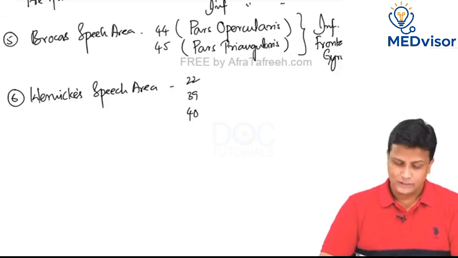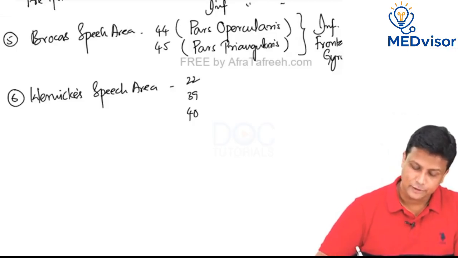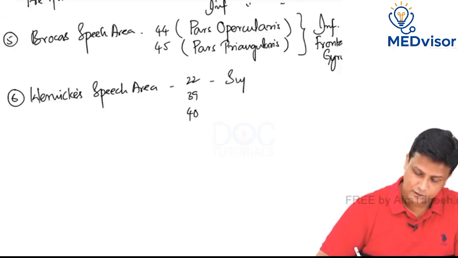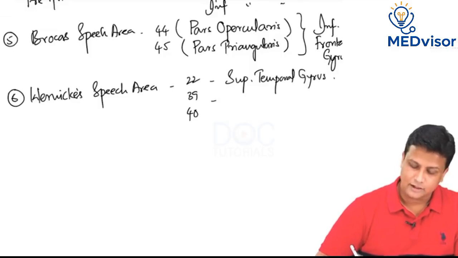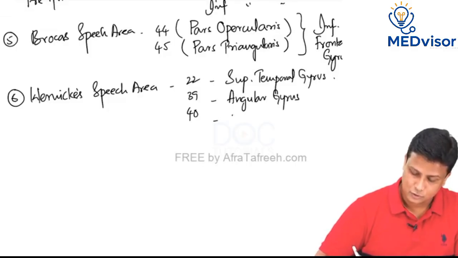Now once you know the number, let's see the location. I hope I don't have to tell you about area number 22 again. It is located in the superior temporal gyrus only. Then area number 39 is referred to as the angular gyrus. And area number 40 will be the supramarginal gyrus.